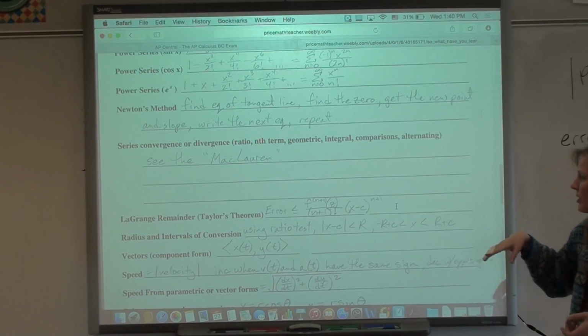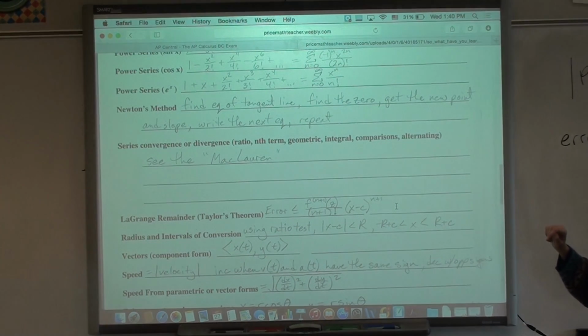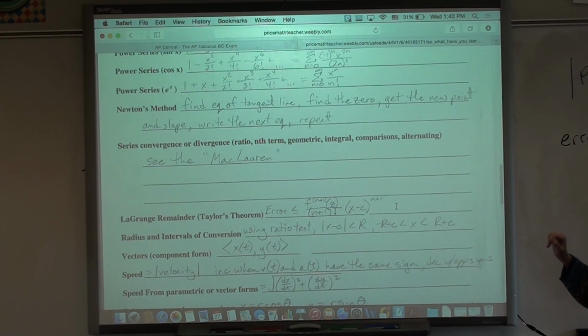Okay, so we'll do one of those. Yes? For Lagrange, would n usually approach infinity, or would it be? No, n is a finite number. Okay.